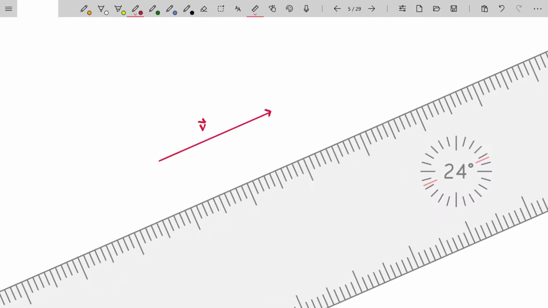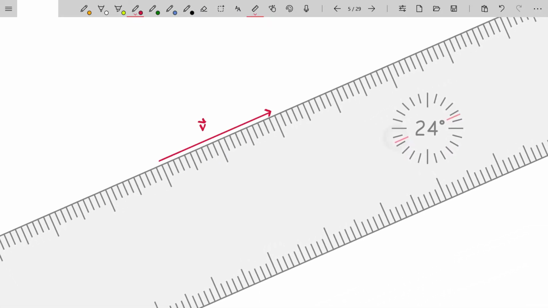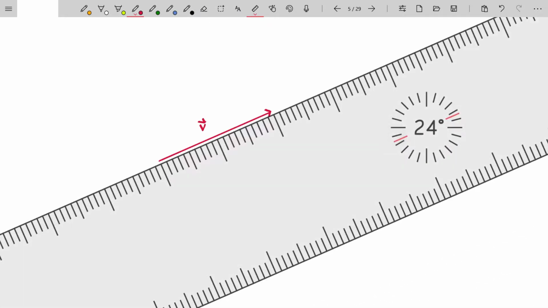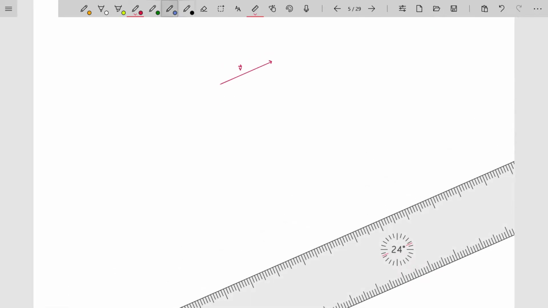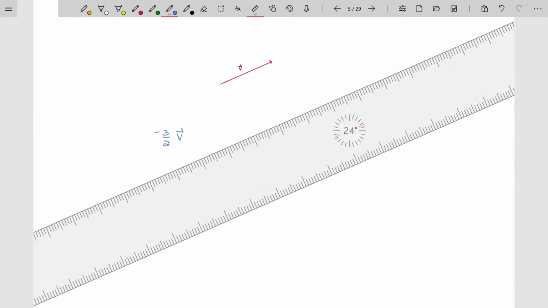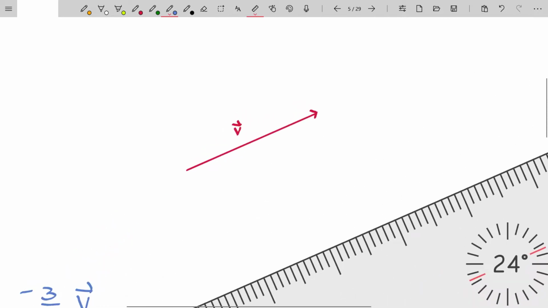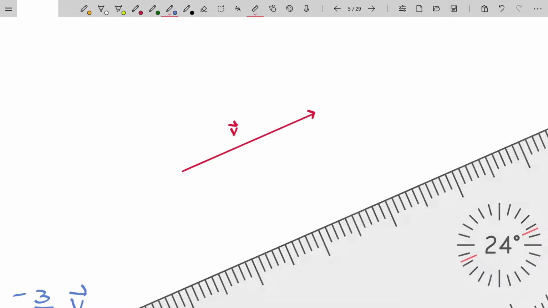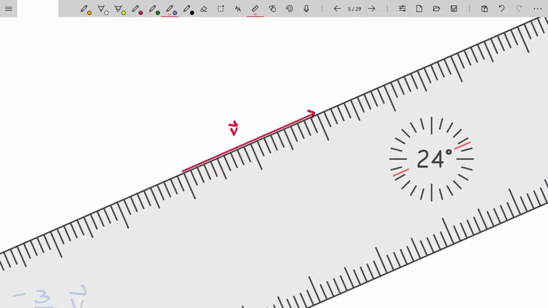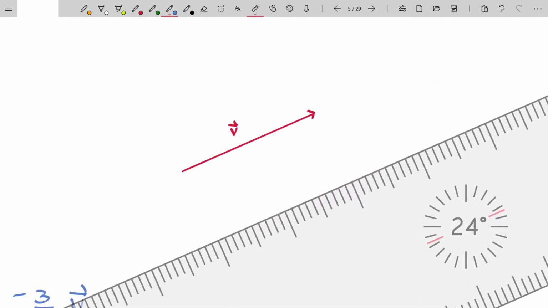Here's a vector V, and it looks to be about 2 inches in length, at an angle of 24 degrees. Let's see what the vector negative 3/2 V looks like. Well, it's going to be the same vector, just in magnitude 3/2 the size. In other words, 1.5 times as big. So if this was a length of 2, 1.5 times that size is a length of 3. So I'll have a vector of length 3.